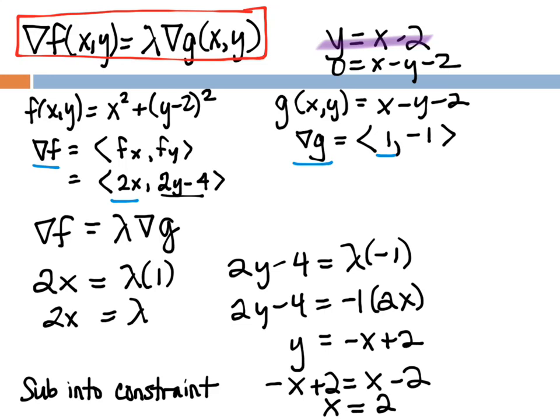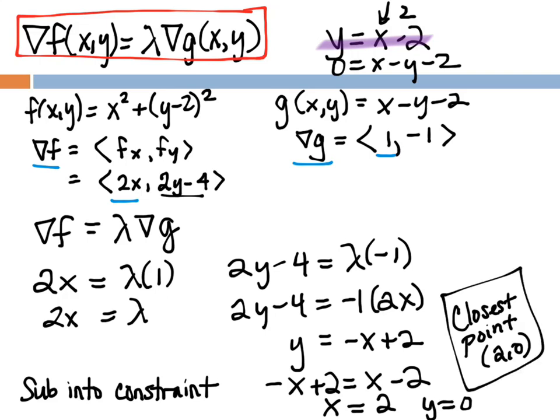All right, but if you plug x equals 2 into that constraint equation, what will y equal? If x is 2, y is equal to 0. So the closest point is at 2, 0, which does in fact lie on my curve. I know it does because that's how I found the other component, 0, of the ordered pair.